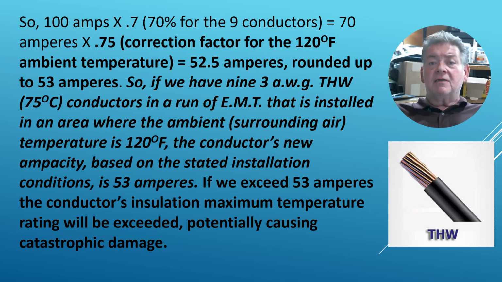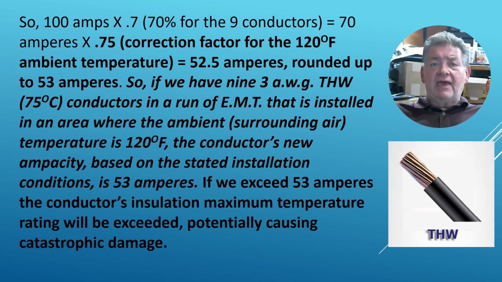We went to table 310.15b, and it told us that for an ambient or surrounding air temperature of 120 degrees Fahrenheit, we had to apply a 0.75 ambient temperature correction factor. So we took the 70 amps times 0.75. That dropped us down to 52.5 amperes, rounded up to 53.